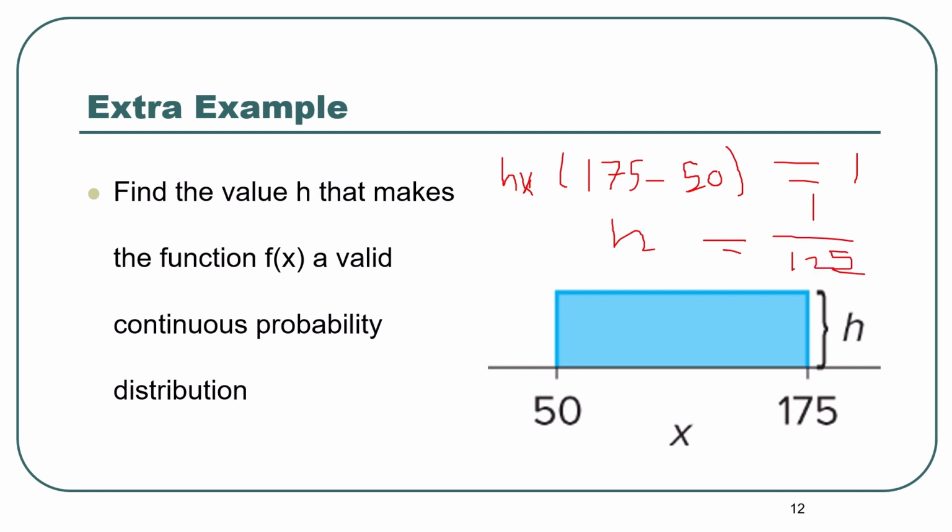So if I multiply that value, 1 over 125, by 125, it's going to give me 1. So bingo, this is the value that will give you a valid f of x as a PDF.